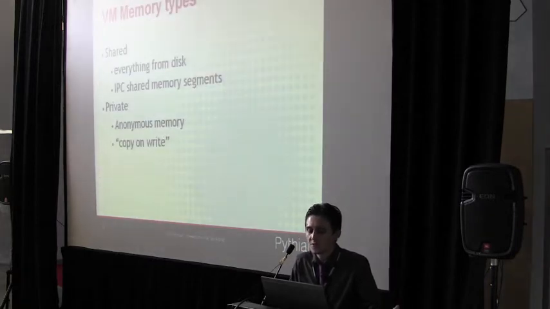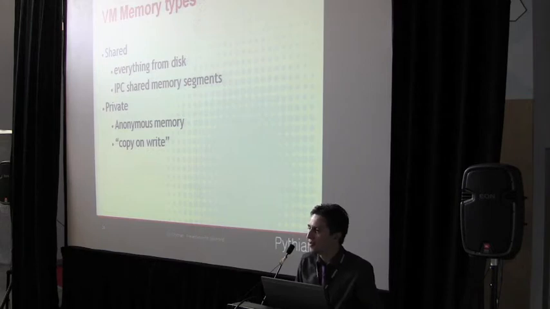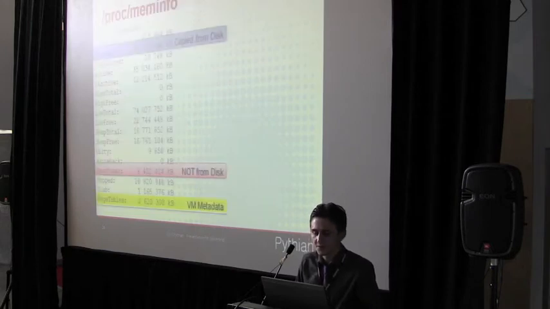So shared everything from disk and shared memory segments, private, anonymous memory, copy-on-write memory, some advanced features of VMs. So where can we see all this?